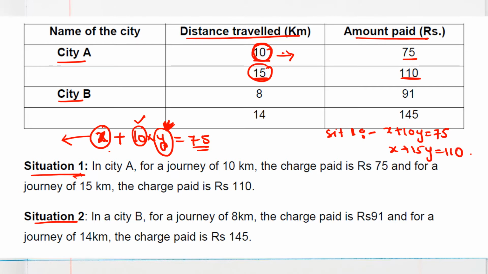Similarly, for city B also we will get two equations. If we denote the variables as A and B, then A plus 8B equals 91, and A plus 14B equals 145. Okay, so now we'll see how questions can be asked.